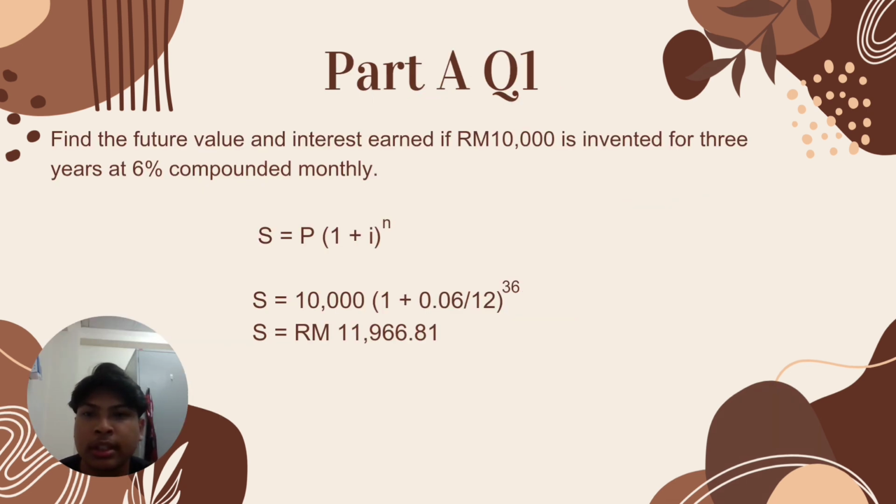For this question, it tells us to find the future value and interest earned if RM10,000 is invested for 3 years at 6% compounded monthly. So we need to use the future value formula, S equals P(1 plus i) to the power of n. We get P is 10,000, i is 0.06 over 12, and n is 36, which is 12 times 3 years. So the answer is S equals 11,966 ringgit and 81 cents.